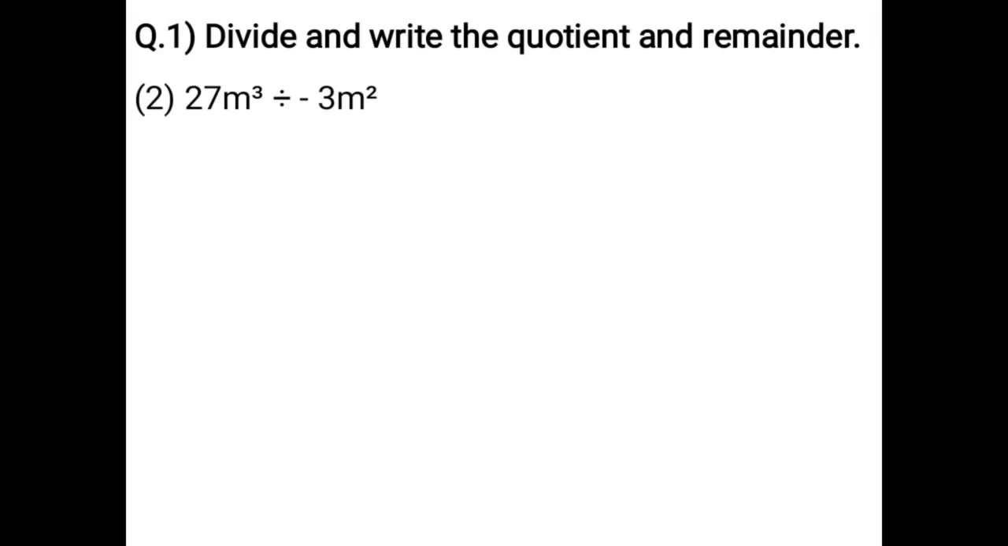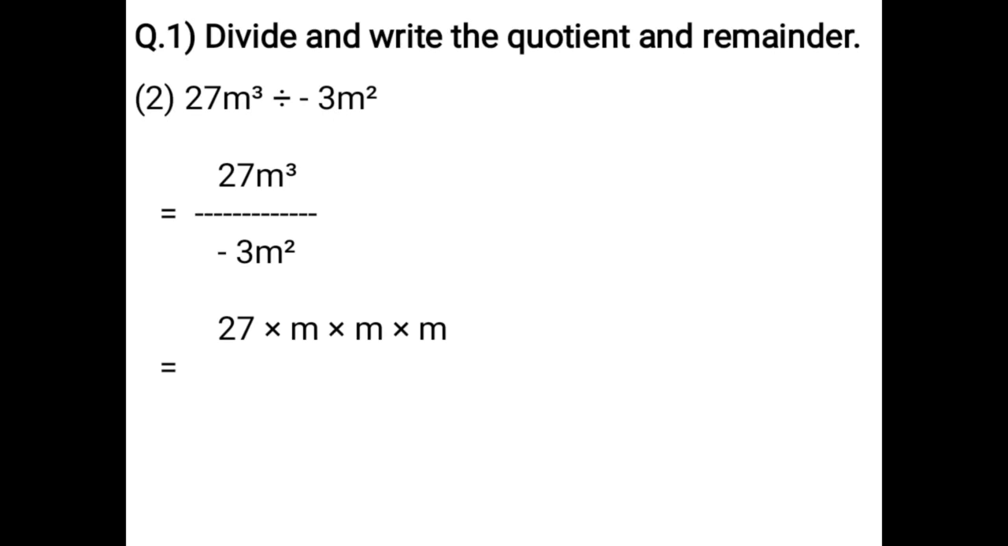Next, 27m cube divided by minus 3m square. First you have to write in numerator and denominator form. That is equal to 27m cube upon minus 3m square. Next step you have to write the multiplication form of 27m cube upon minus 3m square. That is equal to 27 into m into m into m upon minus 3 into m into m.